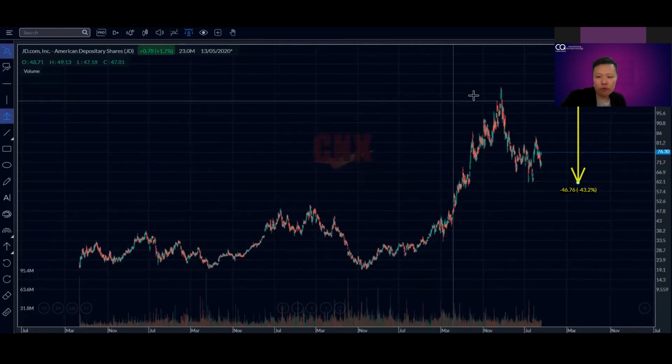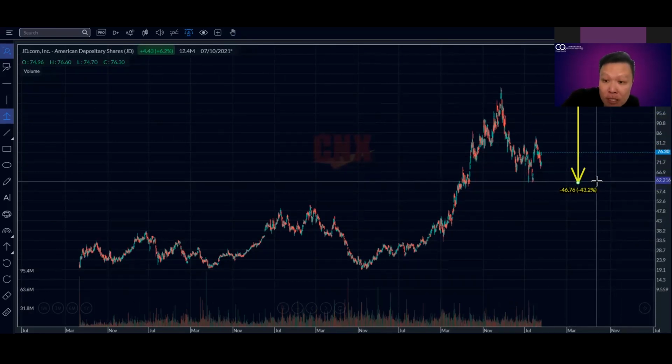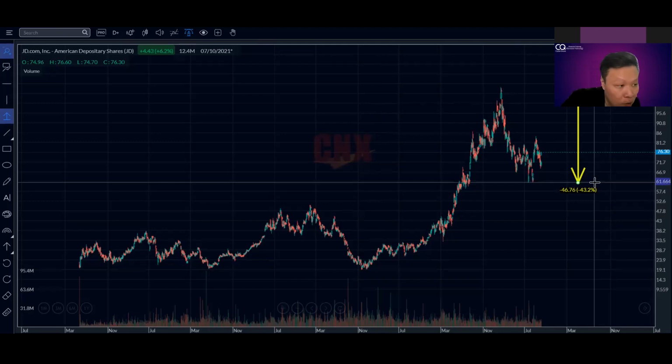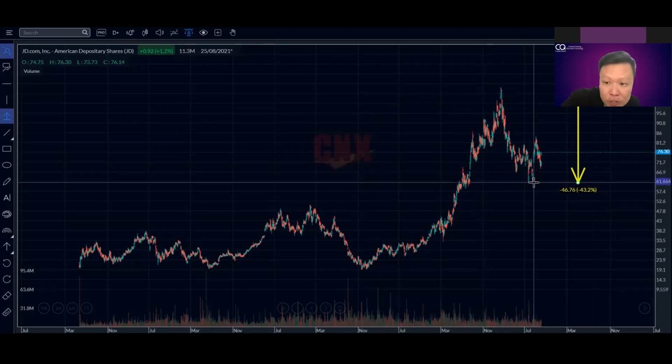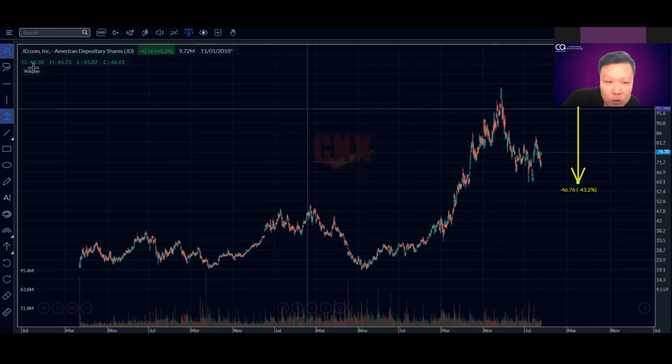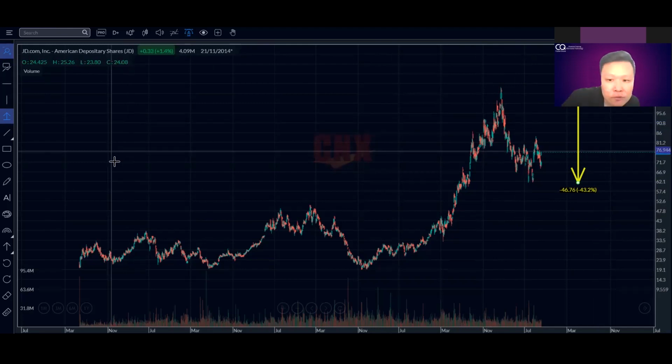From the peak around $107, it's down 43%. So if you compare with Tencent and Alibaba, JD.com dropped the least. If you remember what I did just now, Alibaba was down around 57% from the peak, Tencent was down around 47% from the peak, and JD.com was down 43% from the peak. All right, so the price recovered. You can see that $53, right?